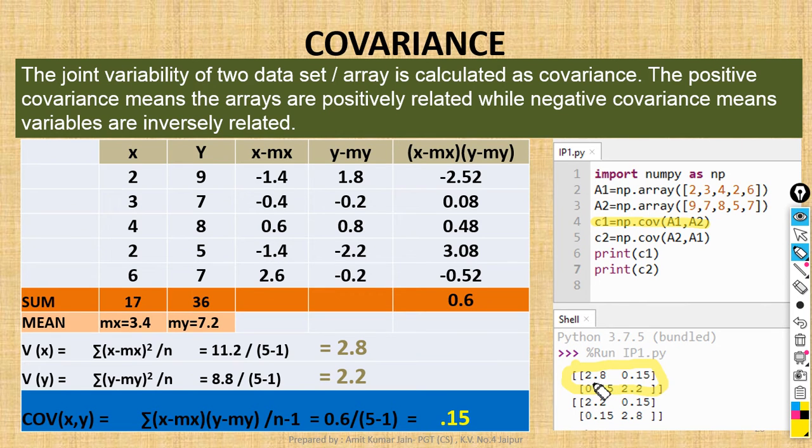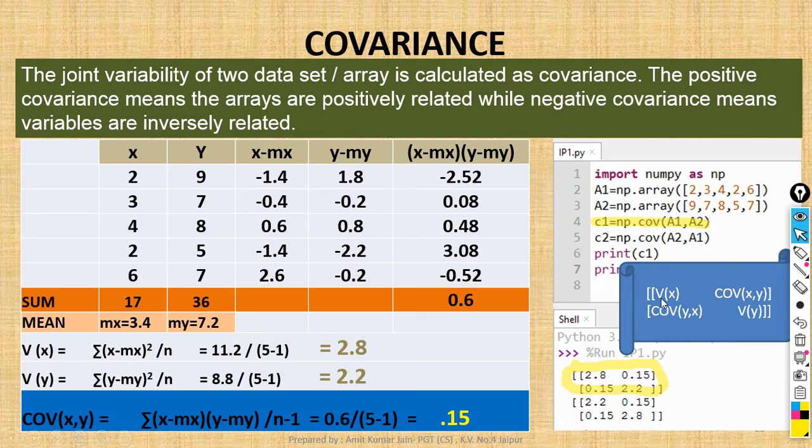It is displaying a 2D array containing 4 elements, where the first part is showing the variance of x. The variance of x is 2.8. Covariance x comma y is 0.15. Covariance for y comma x is 0.15, and the variance of y is here 2.2. So this is the result of the cov method.